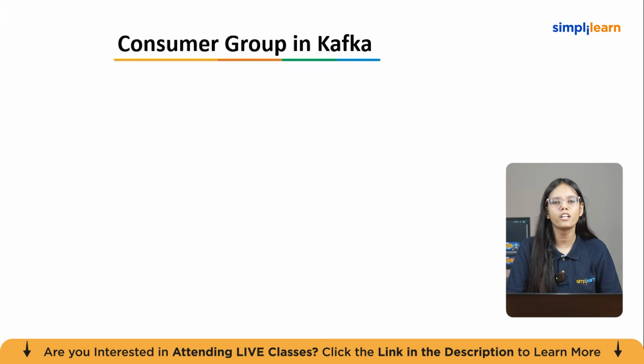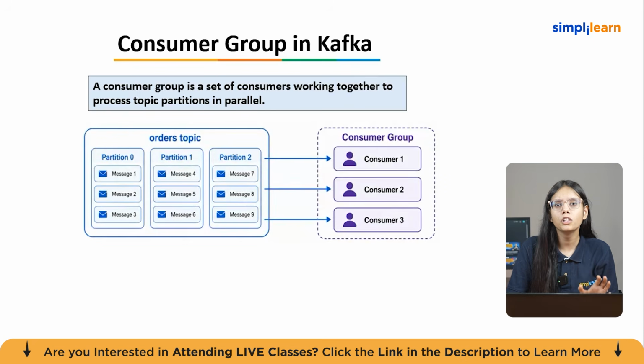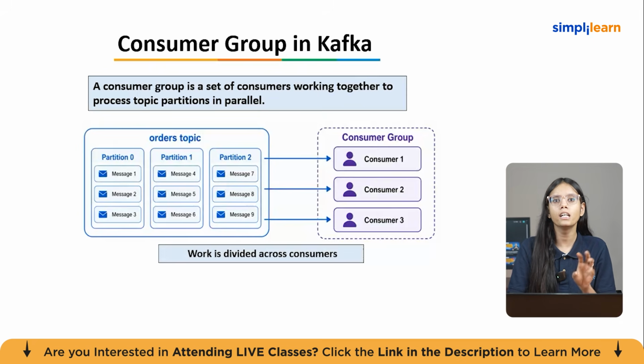Now, another important concept, that is consumer group. A consumer group in Kafka is a group of consumers working together. Suppose the orders topic has 3 partitions. If only one consumer reads all the data, processing may become slow, right? So, we can create 3 consumers in the same consumer group. Consumer 1 reads partition 0, consumer 2 reads partition 1, and consumer 3 reads partition 2.